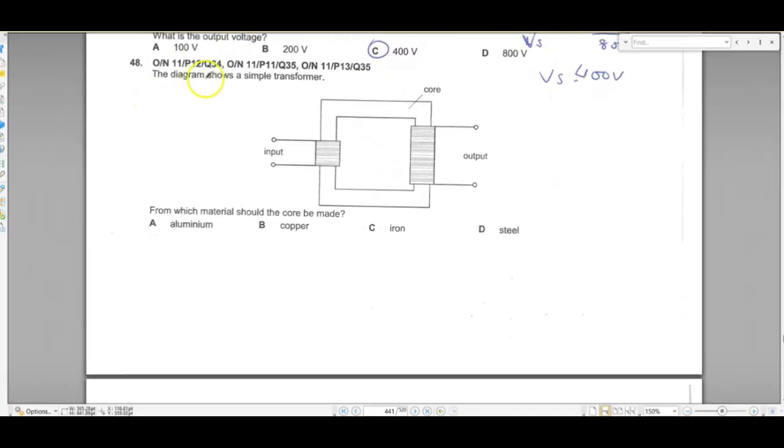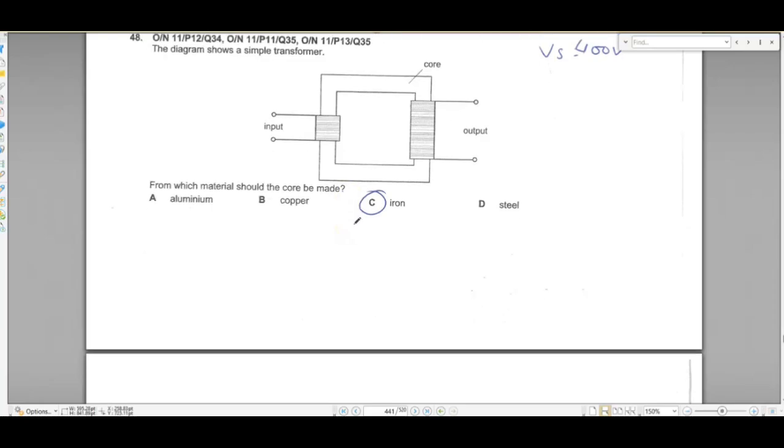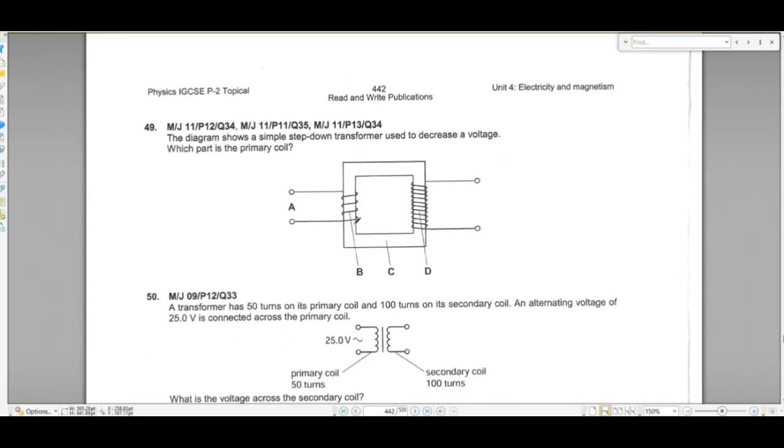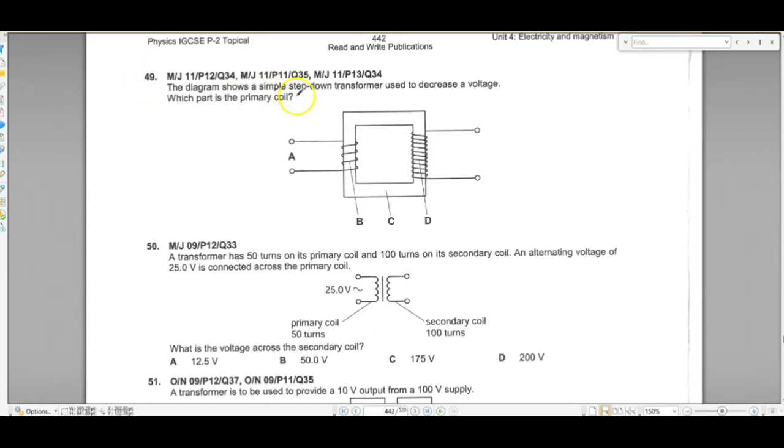Question number 48. The diagram shows a simple transformer. From which material should the core be made? Core should always be made with iron and nothing else. Question number 49. The diagram shows a step down transformer used to decrease a voltage. What part is the primary coil?